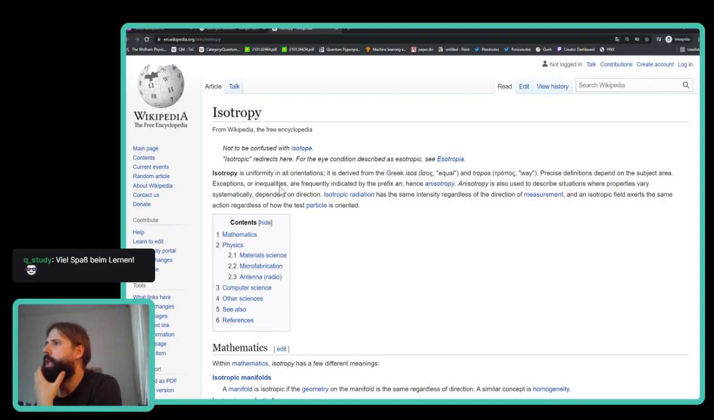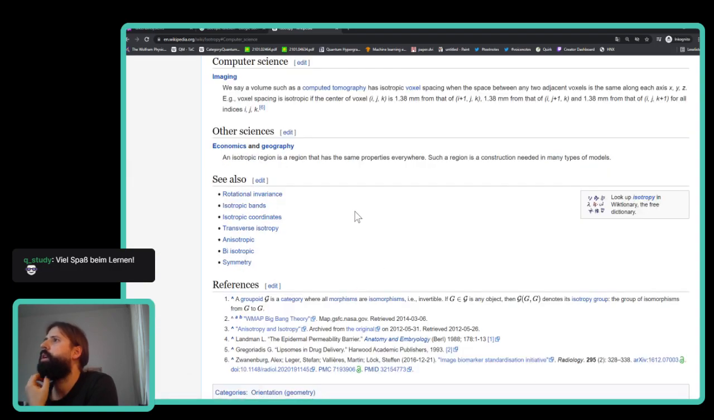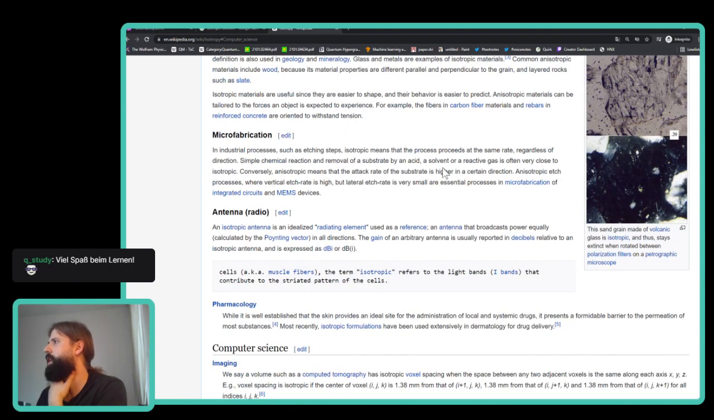Isotropy is a uniformity in all orientations. It is derived from the Greek isos and tropos, meaning equal way. Precision depends on the subject area, of course: physics, material science, microfabrication, antenna radio, computer science. We say a volume such as a computed tomography has isotropic voxel spacing when the space between any two adjacent voxels is the same along each axis. Okay, so it just says they are isotropic.